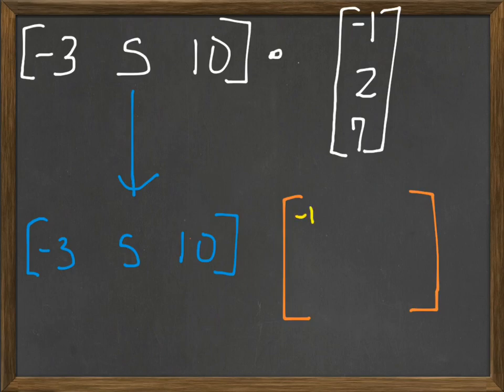So we have negative 1 times a negative 3, and a positive 2 times 5, plus 7 times 10. So we end up with 3 plus 10, which is 13, plus 70, which is 83. And that's your only answer, a 1 by 1 matrix of 83.